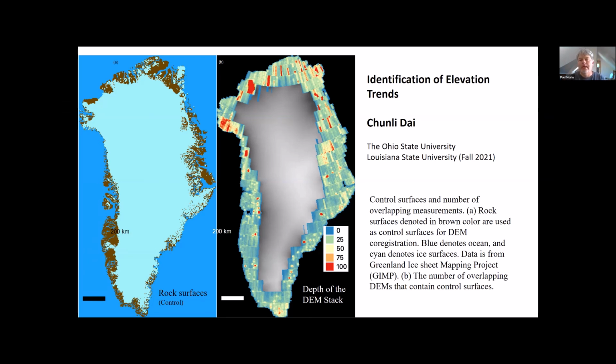And you know what you're looking at here on this image on the right is not change in elevation, but depth of the DEM stack. And so you can see places like Petermann have upwards of 100 DEMs deep. You can look at the other outlet glaciers and you can see we've got an incredible wealth of data here.